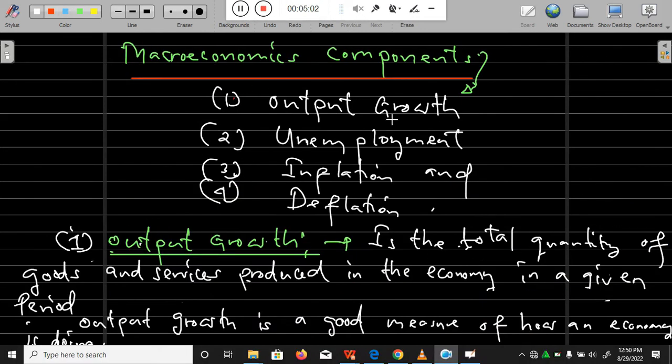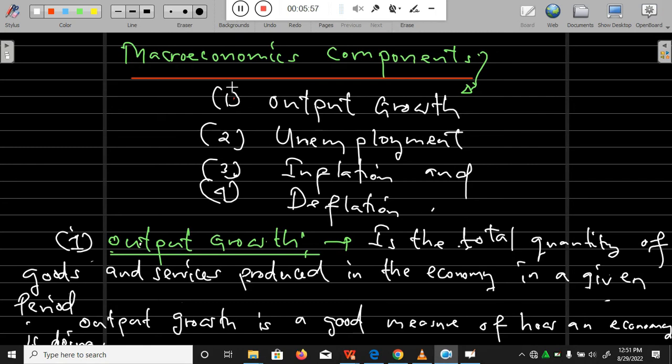So these are the macroeconomic components. Macroeconomics deals with what is known as output growth, unemployment, inflation, and deflation. The study of macroeconomics resulted from the Great Depression of the past years. Output growth is the total quantity of goods and services produced in the economy in a given period. Output growth is a good measure of how the economy is doing, well or badly.